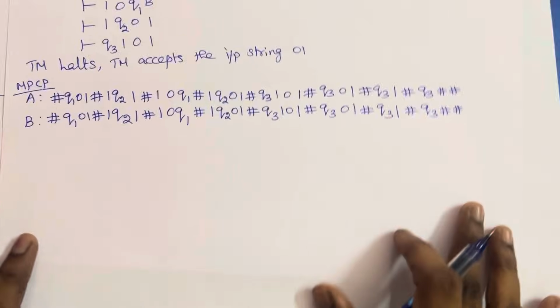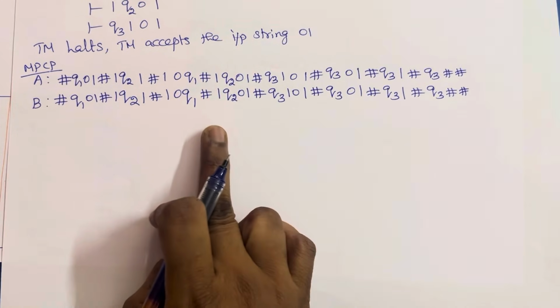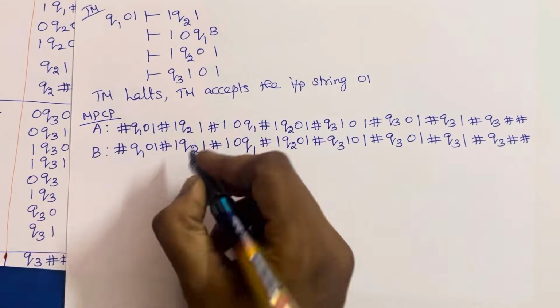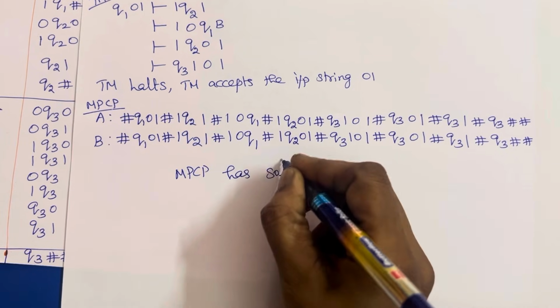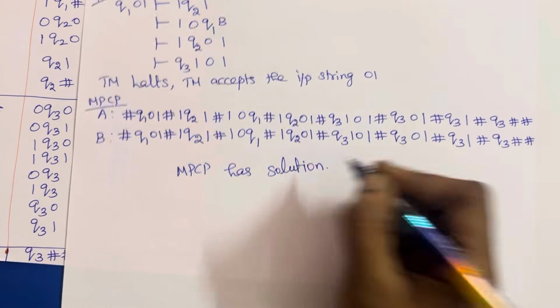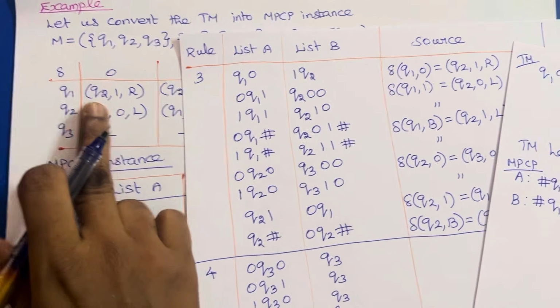Okay. So now both list A and list B contain the same string. So we can say that our MPCP instance has a solution. Okay, so this is the equivalent MPCP instance for the given Turing machine. Thank you.